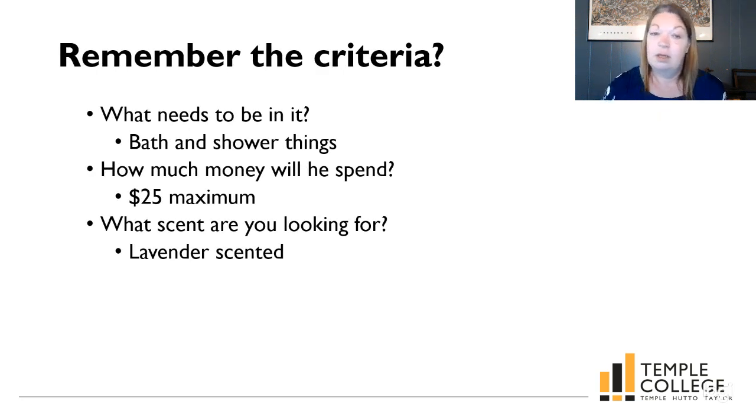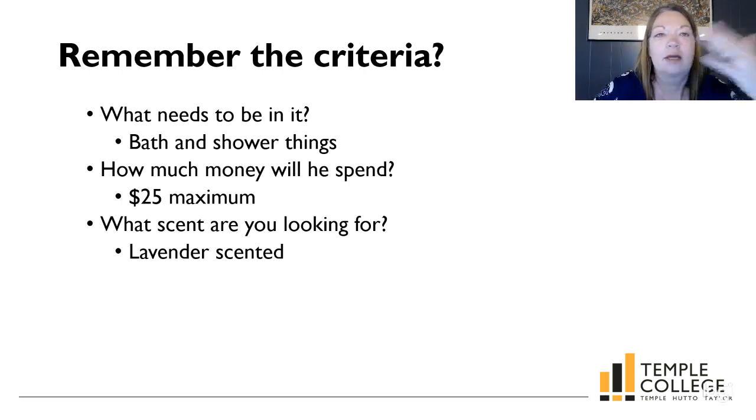Remember the criteria? We had 3 things that we were looking for. We asked what needs to be in it, how much money is he going to spend, and what scent does he want. So you ask him, hey, what needs to be in it? Oh, just some bath and shower stuff. Okay. So how much money are you going to spend? Oh, whoa, $25 max. I only have a part-time job, dude. Okay. And what scents does your mom like? And he thinks back, I think I remember some flowery stuff and maybe that purple stuff. Oh, yeah, lavender. Got it.